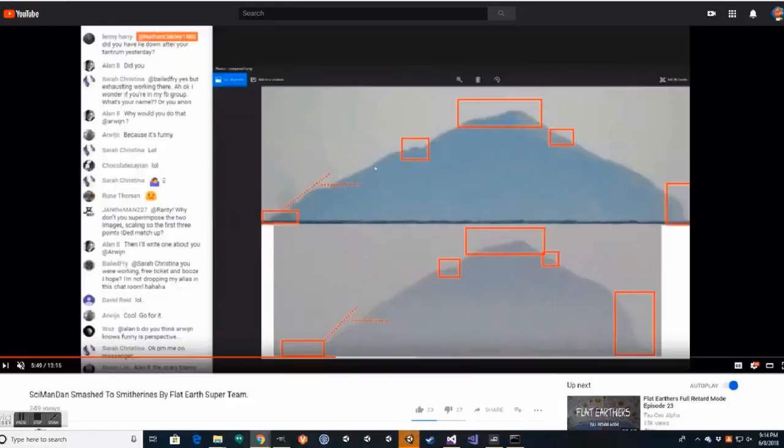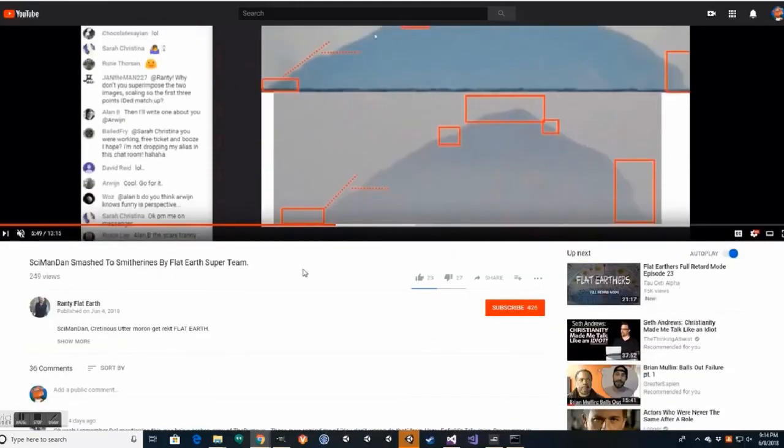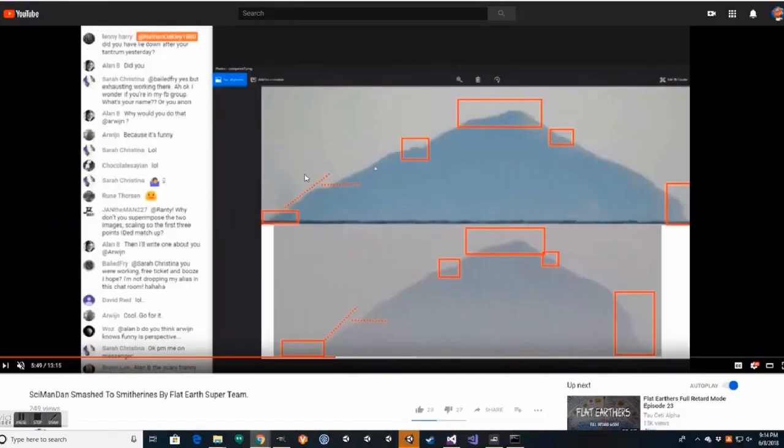And now the original debunker is joined by Ranty Flat Earth to debunk the debunk of the debunk. And they're going to do a comparison of two of the images and identify features and claim that in their version you could see all the way down to the horizon on both images. And you know what, they're also going to introduce a new concept, they call it compression.